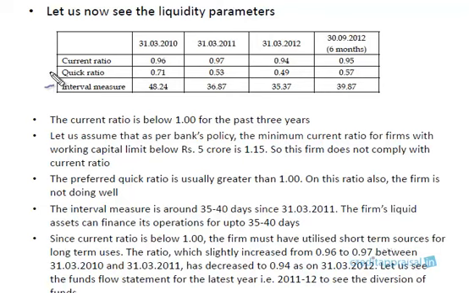Quick ratio obviously will be less than 1, since the current ratio is already less than 1, and we have this interval measure. Interval measure is okay, it's around 35 to 40 days. But the current ratio is a problem. Okay, so let us assume the banker of this company has a norm of 1.15. So clearly the current ratio is not as per the norm. Not only is the current ratio below 1 for the latest financial year, but we are seeing that the situation is prevailing for the last couple of years.